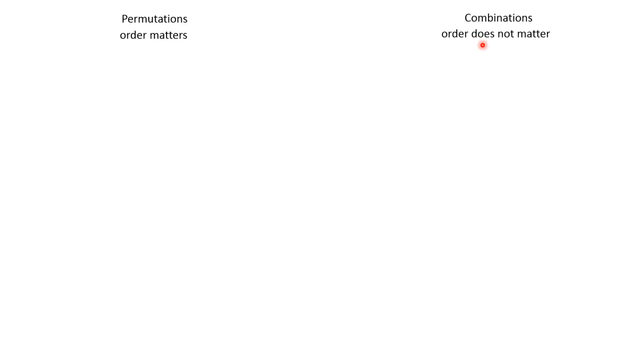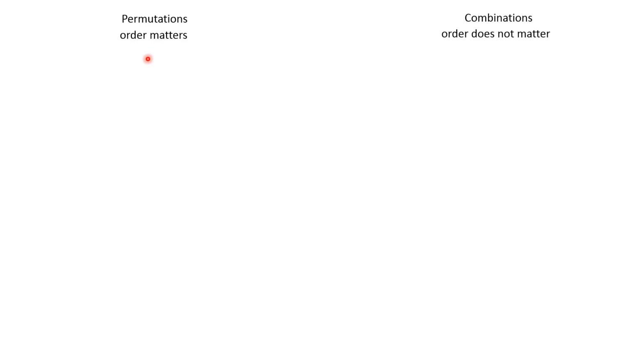When I got dressed, it's a combination because it didn't really matter which way I put my clothes on. Same thing when you picked your lunch. It didn't matter if you picked the main course and then the dessert or the dessert and then the main course. You're just looking at what you had on your plate at the end. So we have order matters and order doesn't matter. Let's look at permutations first because this really goes with what we were just looking at.